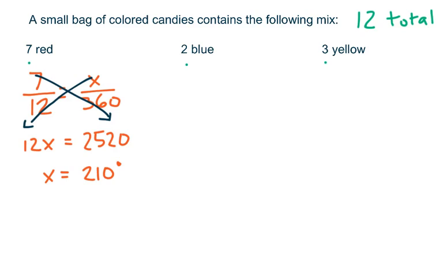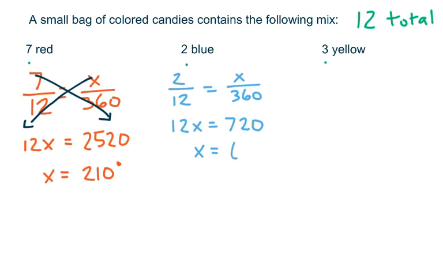We're going to do the exact same thing for blue and yellow to see how many degrees each of those colors is going to be given. So let's go ahead and do the blue. I have 2 blues out of 12 candies. So how many degrees is that out of 360? We cross multiply and we get that 12x is 2 times 360, 720. Divide both sides by 12 and find out that x is going to be 60. So when I make my pie chart, blue is going to be given 60 degrees.